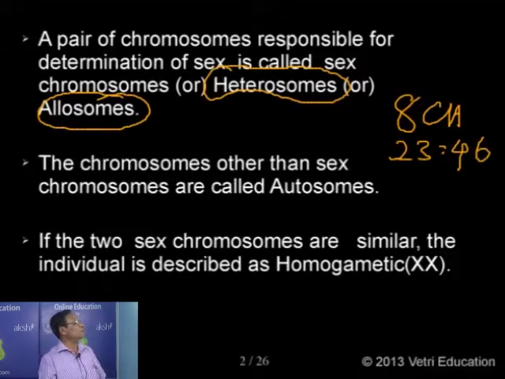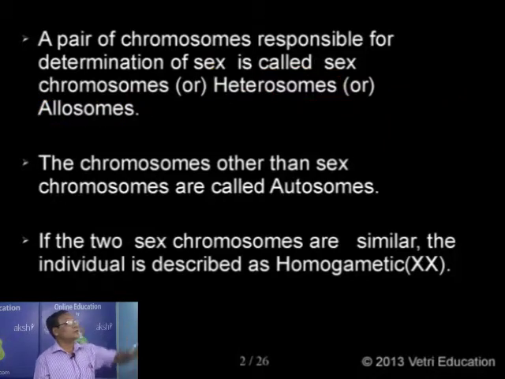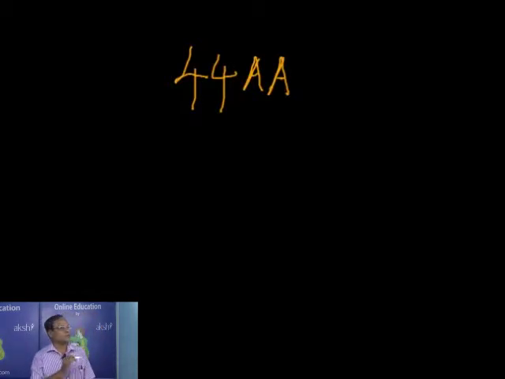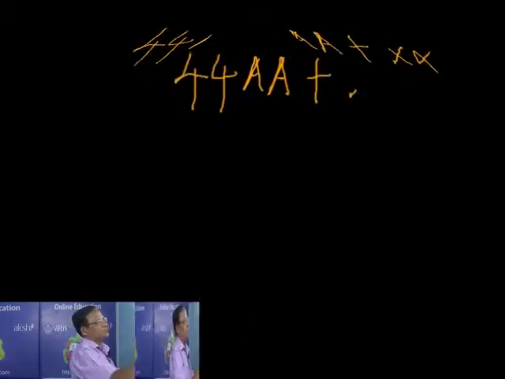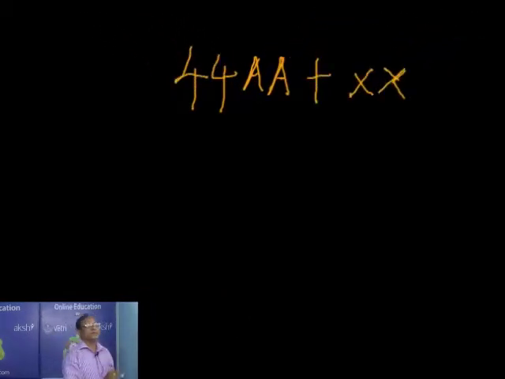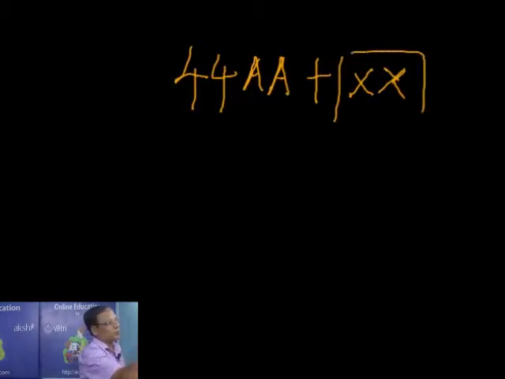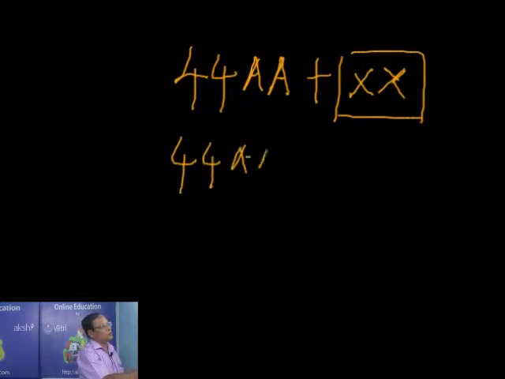Out of these 46 chromosomes, 44 are called autosomes. I'm using two capital A's to denote the diploid condition of the autosomes. The remaining two chromosomes, the 23rd pair, are the sex chromosomes. Suppose this is a female: we have 44 autosomes plus 2 X chromosomes, 46 in total. In the case of a male, we have 44 autosomes plus XY.